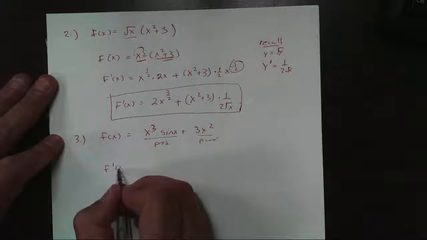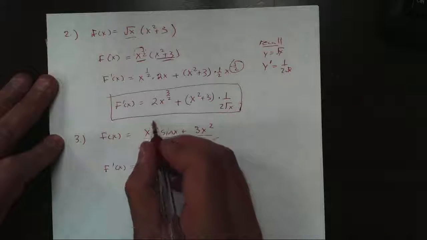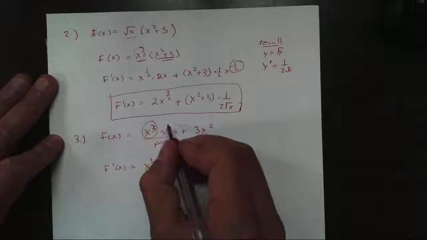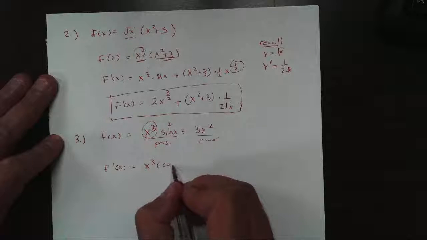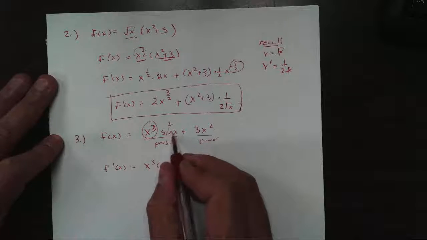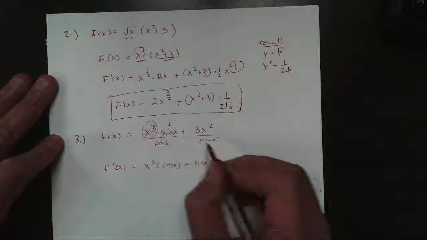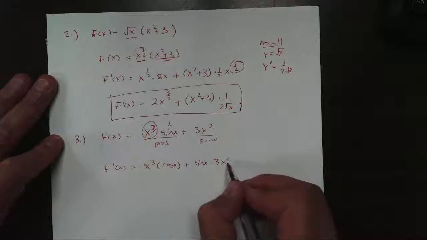So when we take the derivative, we're going to do the product rule first. Take the first, x cubed, multiply it by the derivative of the second, which is cosine of x, plus the second, I'm just going to write that as sine of x, times the derivative of the first, 3x squared.